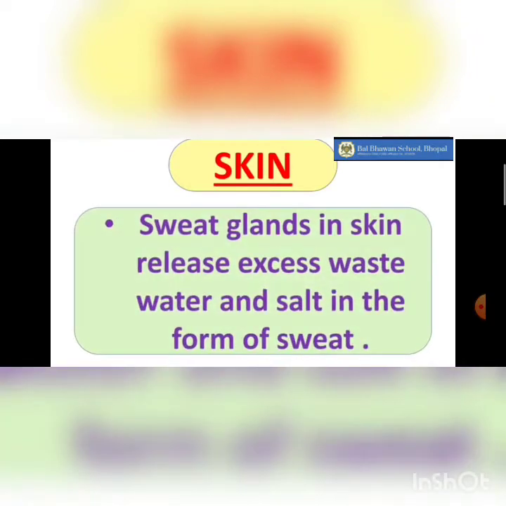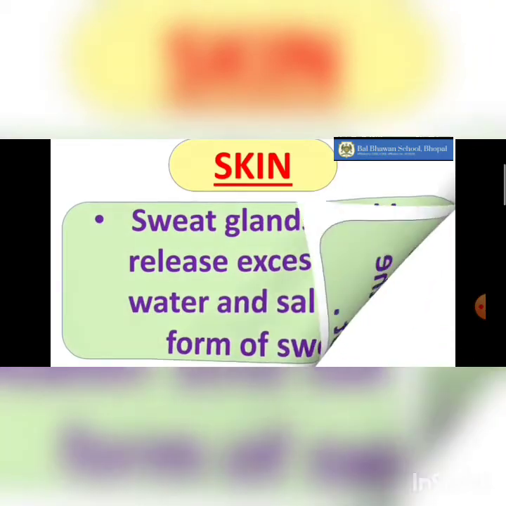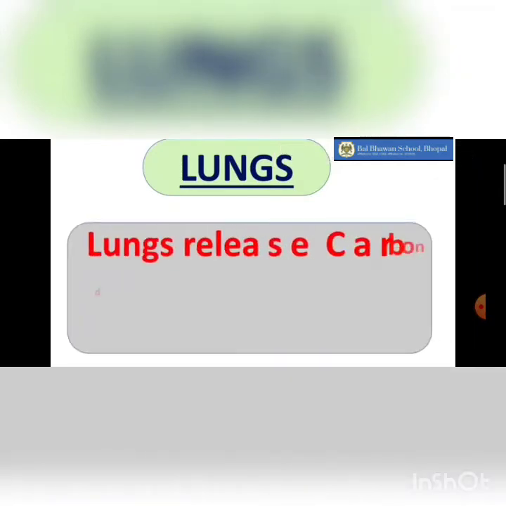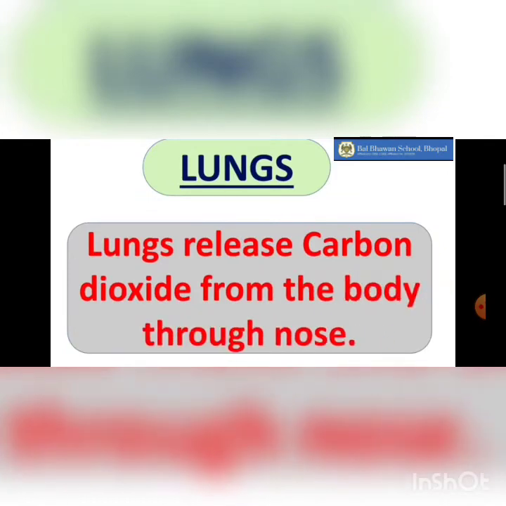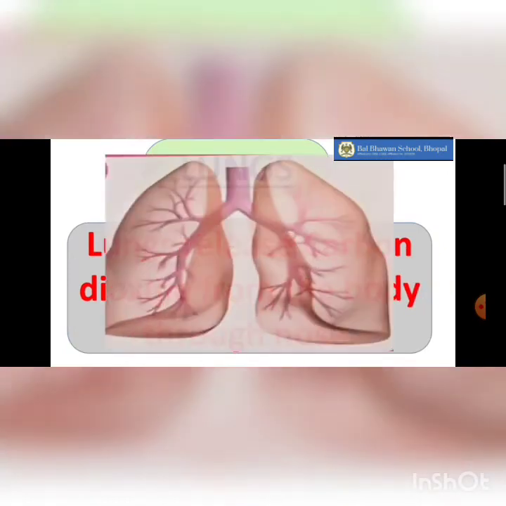So let us start with the first excretory organ, that is the skin. Children, you would be surprised to know that skin has sweat glands, which release excess waste, water and salt in the form of sweat. Everybody knows about sweat. Coming to the next excretory organ, that is lungs. When we breathe in, we take in oxygen and carbon dioxide is released from the body. That is done through lungs.